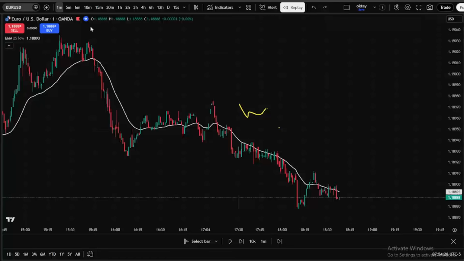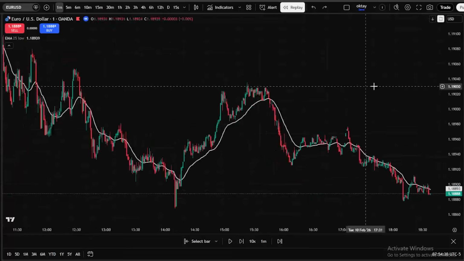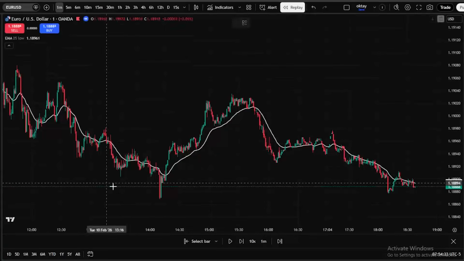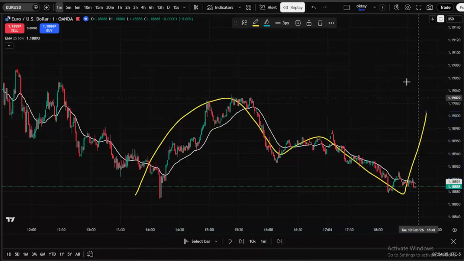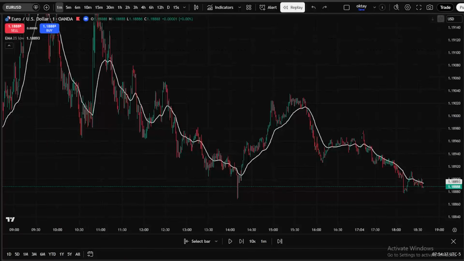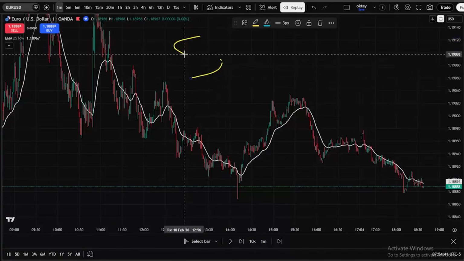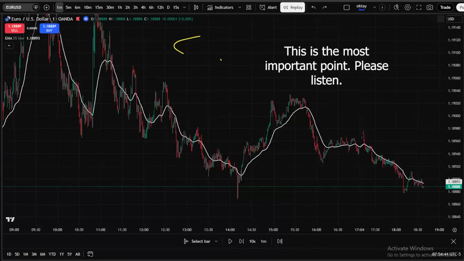Part 6. Advanced tips and common mistakes of scalpers. Now that you've learned the entry structure, let me tell you a few advanced tips that will make a difference. Pro tip number 1. Higher time frame alignment.